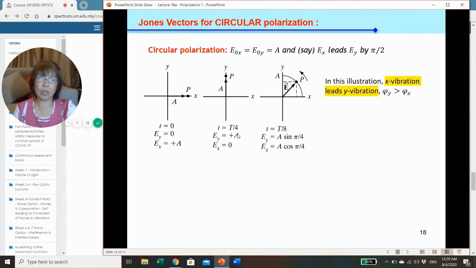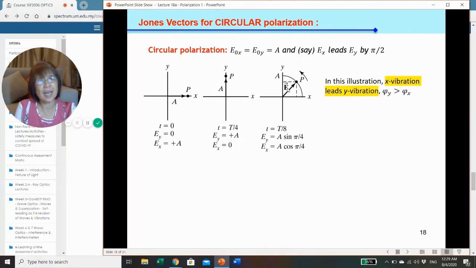Now, at a quarter period, it would have turned 90 degrees, where EY would now have an amplitude of A, and EX would have 0 amplitude. And what about in between? Time equals 1/8 of a period. Then you find that this angle would be 45 degrees, which is pi over 4. So EY would then be A sine pi over 4, and EX would be A cos pi over 4.